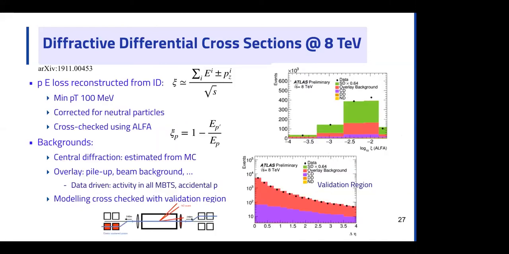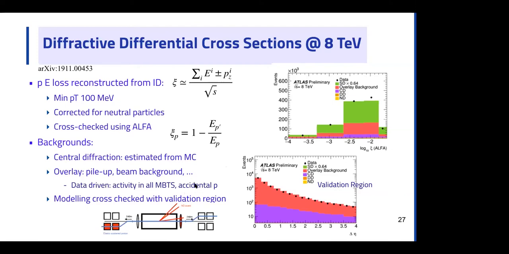Okay, for the measurement of the energy loss we use a measurement from the inner detector that provides a bit better resolution at low chi, because at low angle the resolution in alpha becomes worse. So the backgrounds we have are central diffraction, but we also have some accidental coincidences of diffractive events and some central activity that could come from beam background or some pileup. So we model those with data-driven techniques.